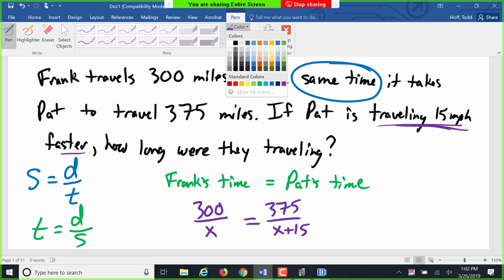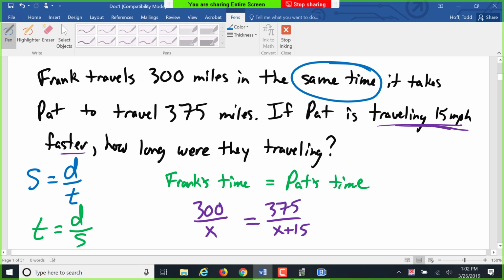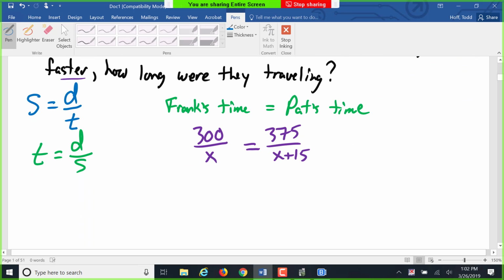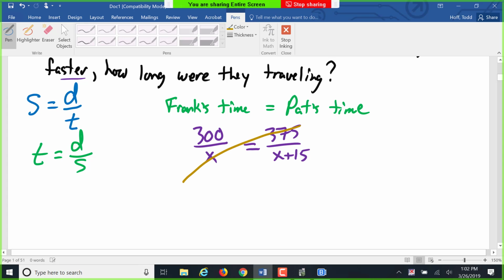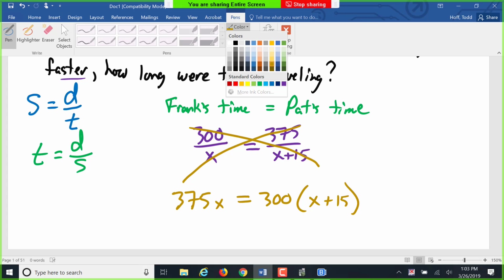Now we could multiply the x and the x plus 15 to get a common denominator. But we don't have to here because it's simply one fraction equals another fraction. There's a simpler way to solve that, which is using cross multiplying. We multiply this diagonal, 375 times x is just 375x. That has to equal our cross product in the other direction, 300 times x plus 15. Now we go ahead and solve the equation for x.